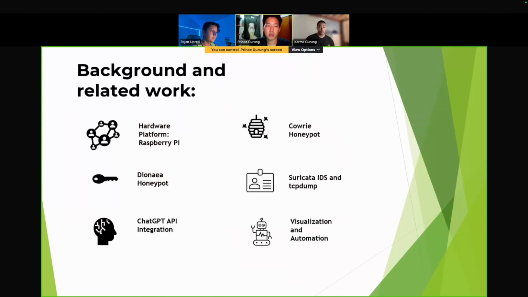Some of the background and related works we did: the hardware platform we used is called Raspberry Pi, like my friend Rosen mentioned before. We also use Cowrie Honeypot and Dionaea Honeypot, as well as systems like Suricata IDS and tcpdump. This helps with identifying incoming hacks. And we also integrated the ChatGPT API, and we also did some visualization and automation.